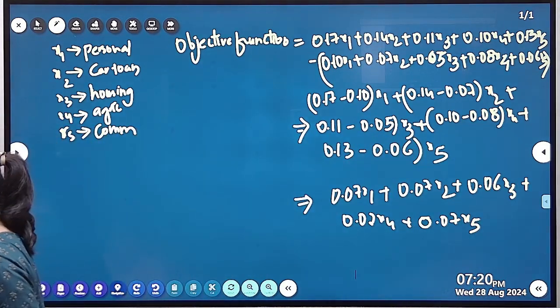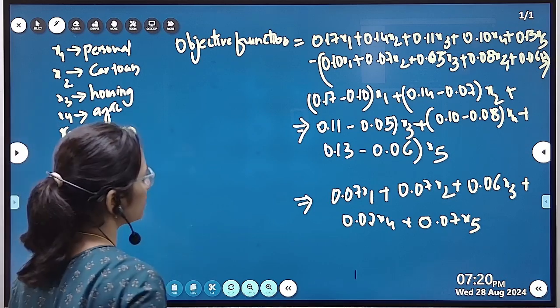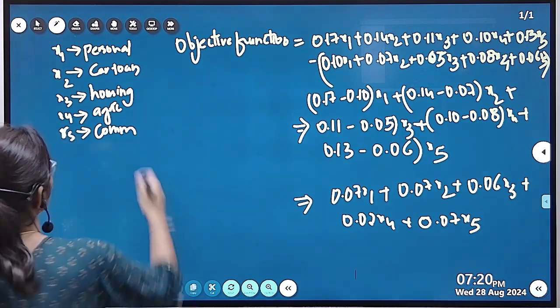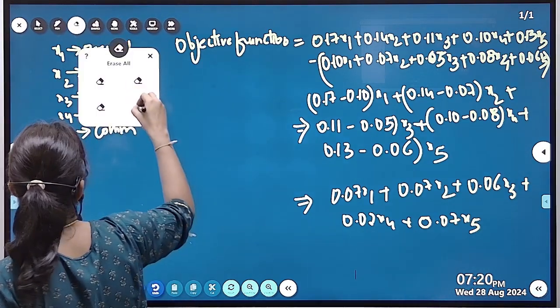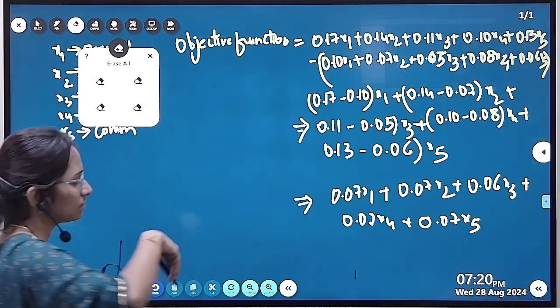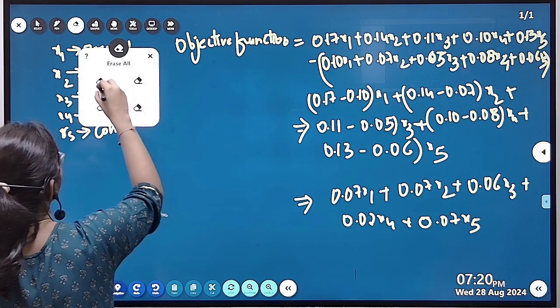Actually in your book it is solved, but if you leave that also it's not an issue. Okay, you can leave it like that also in the exam, you need not solve.